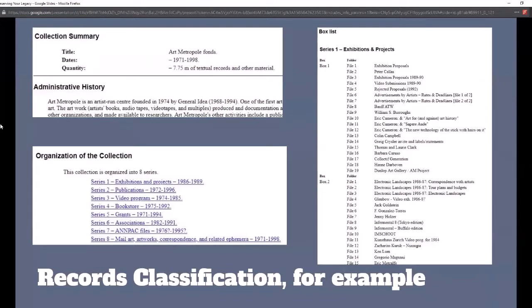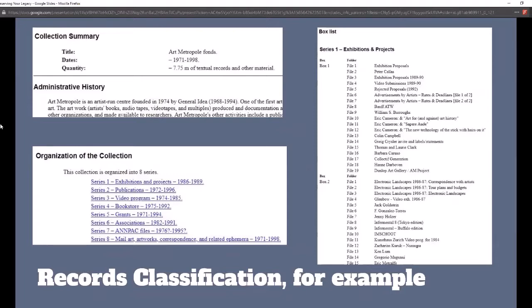I wanted to give you an example of something that is in the National Arts Centre collection in Ottawa, which is the Art Metropole collection. Art Metropole is in Toronto. They were an artist-run center. They do a lot of artist books, and they donated a collection of about 10 meters, so about 30 bankers boxes, to the National Arts Centre. And this is how it was received and described and put up on the website.